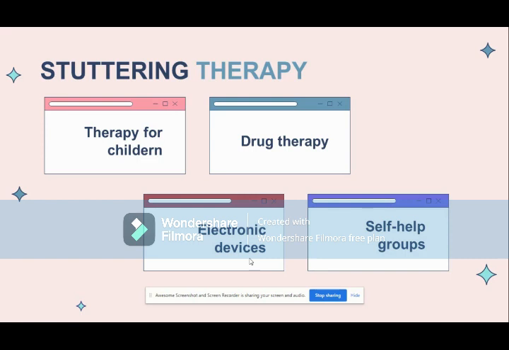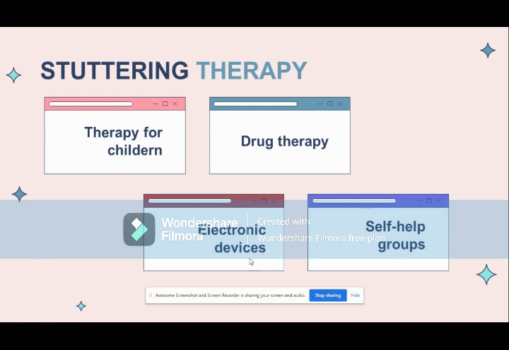The US Food and Drug Administration has not approved any drug for the treatment of stuttering. However, some drugs that are approved to treat other health problems such as epilepsy, anxiety, or depression have been used to treat stuttering. And these drugs often have side effects that make them difficult to use over a long period of time.